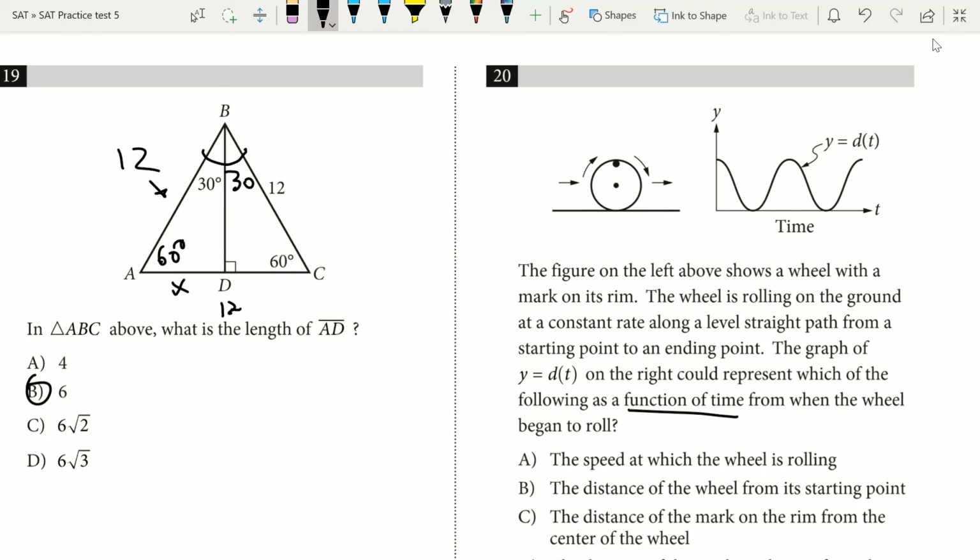The speed at which the wheel is rolling? No, because it said it rolled at a constant rate. The distance of the wheel from the starting point? No, because that would just increase with time. It wouldn't go up and down.